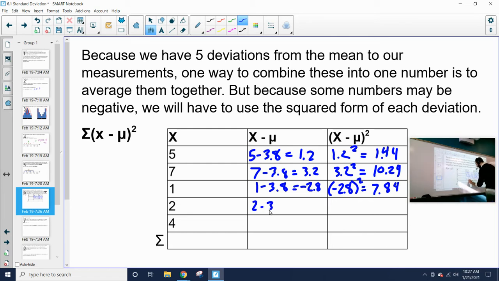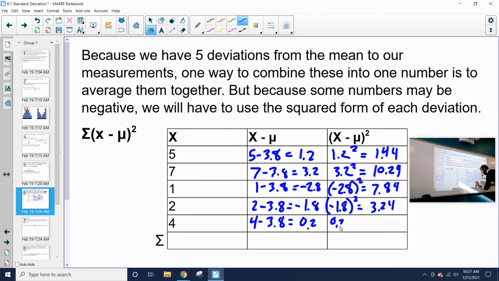2 minus 3.8 is negative 1.8. And then once again, I'm going to have to take negative 1.8 squared. Put it in parentheses so I make sure it turns into a positive, which is 3.24. And I have a last number of 4 minus 3.8, which is only going to give us a value of 0.2.